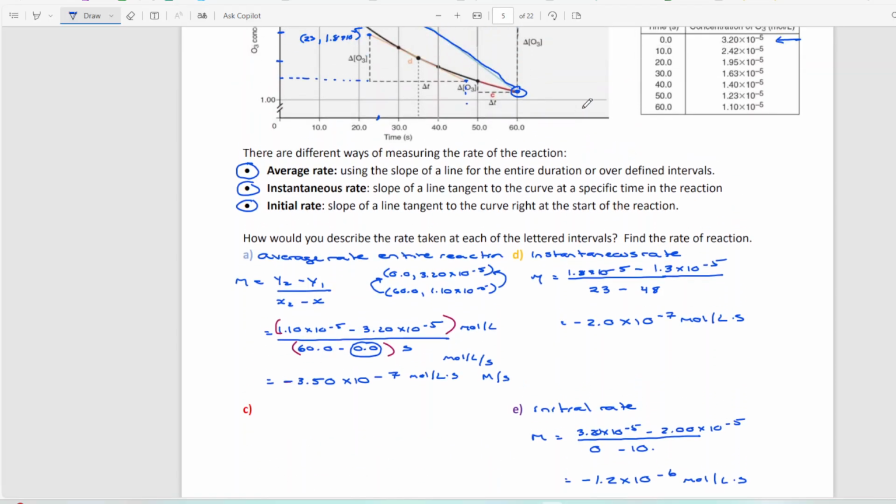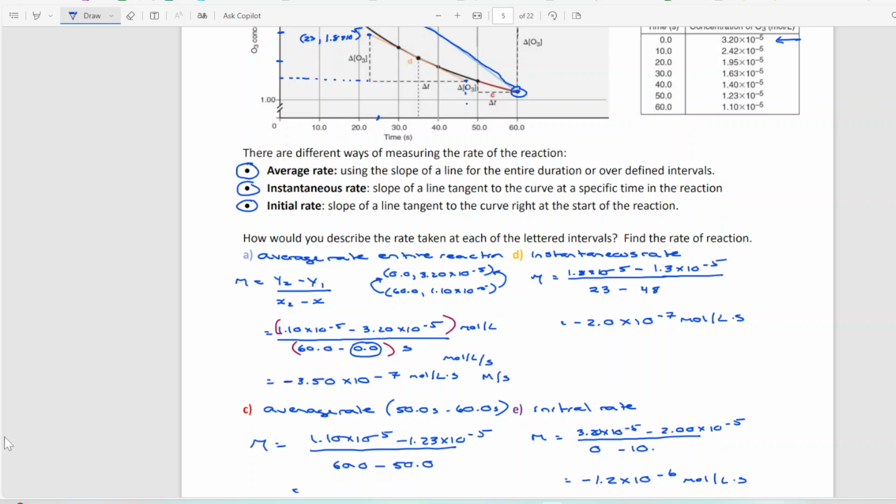I'm just going to zoom out. So this one is also going to be an average rate over a specified time interval from 50 seconds to 60 seconds. So for this one, I can just use my data points. So I can look at my chart. So 50 seconds to 60 seconds, I can do 1.10 times 10 to the negative 5 minus 1.23 times 10 to the negative 5 divided by 60.0 minus 50.0, which is going to give me what?